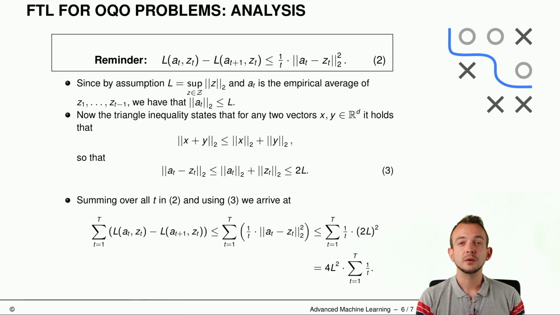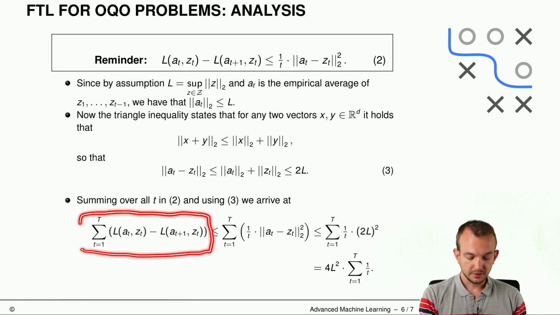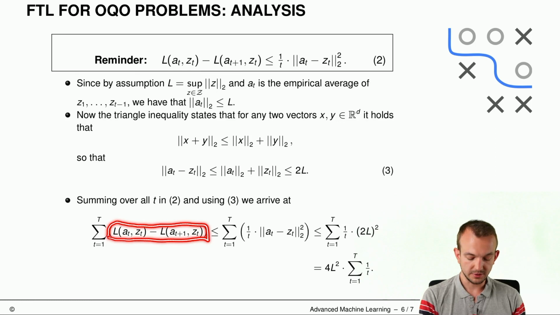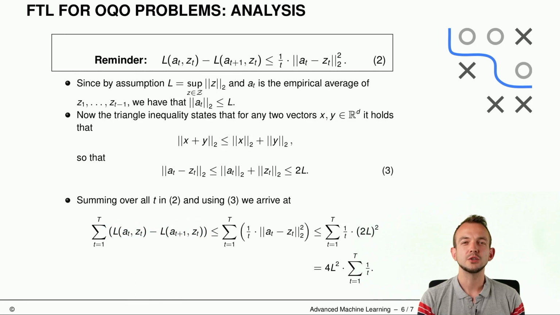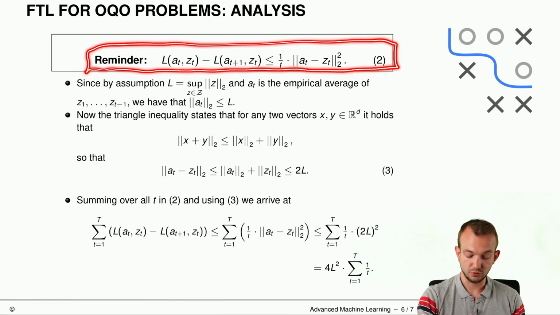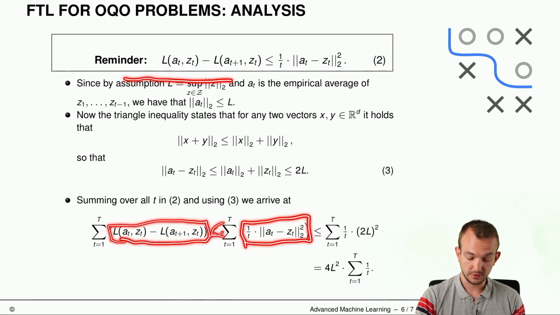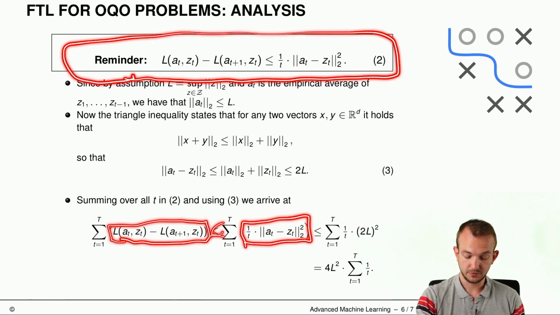And now we do what I already hinted on. We are looking at the sum of these differences of the losses between the follow the leader algorithm as it is and its one step look ahead cheater version. We have shown that this bound holds true, so we can use it for every summand. Yeah? So for every summand we can use this reminder here. This is what we do.